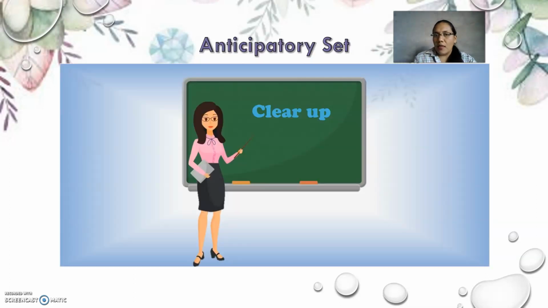In this part, the anticipatory set, the teacher will begin the class by writing a phrasal verb example in a sentence on the board. The teacher will replace the phrasal verb with a synonym so the students can see the difference between a phrasal verb and other verbs. For example, clear up, give up, etc.